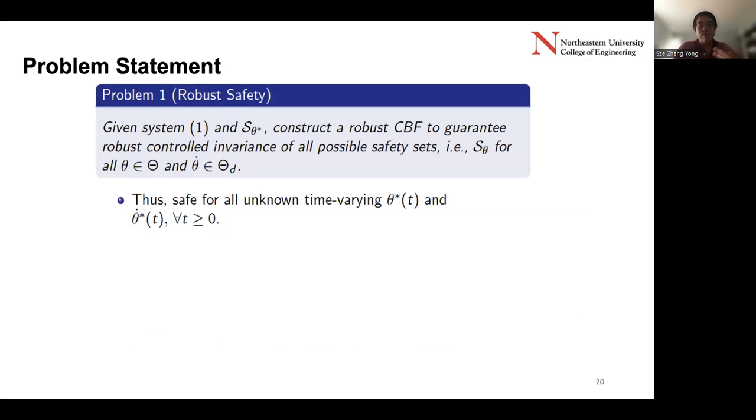And the problem that we actually are solving, we want to make sure that because we don't know what theta is, theta star is something that can be time varying, but we don't really know it. We want to make sure that regardless of what they are, our CBF condition holds, meaning that we are robustly safe. So we are considering essentially the worst case theta and theta dot that can happen.